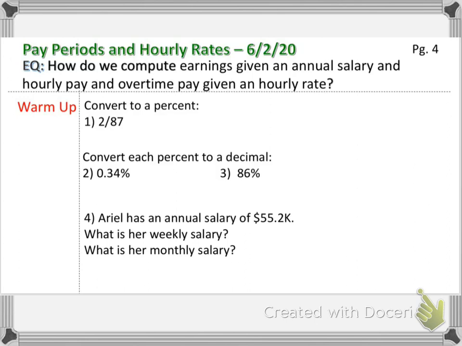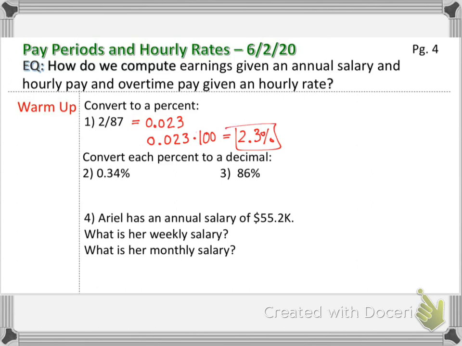So to convert to a percent, remember that I have to divide 2 divided by 87. Okay, so 2 divided by 87 is 0.0229. So I'm going to do 23. Okay, and then to convert it to a percent, remember all I have to do is multiply it by 100. So if I multiply this by 100, then I get 2.3%. Okay, so that would be the answer to the first warm-up.